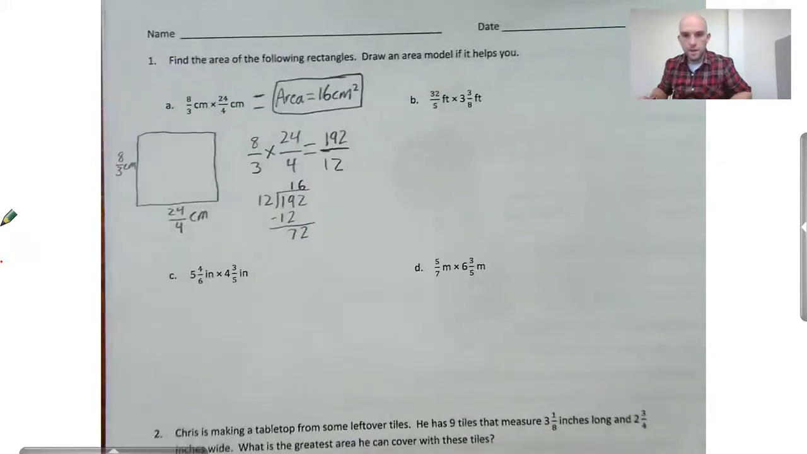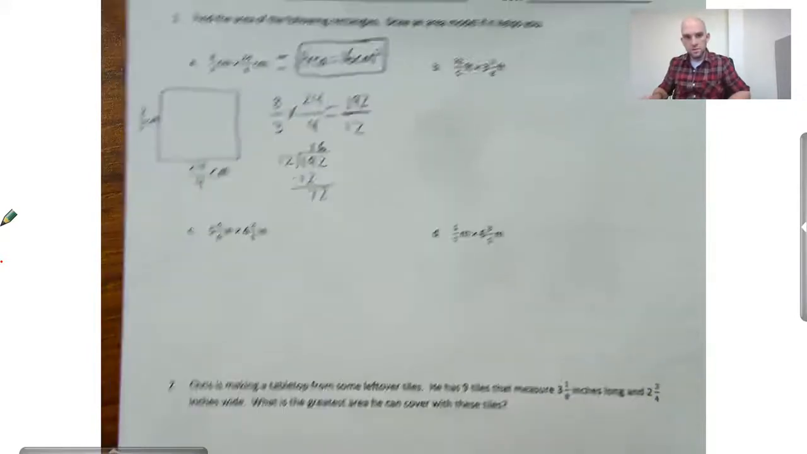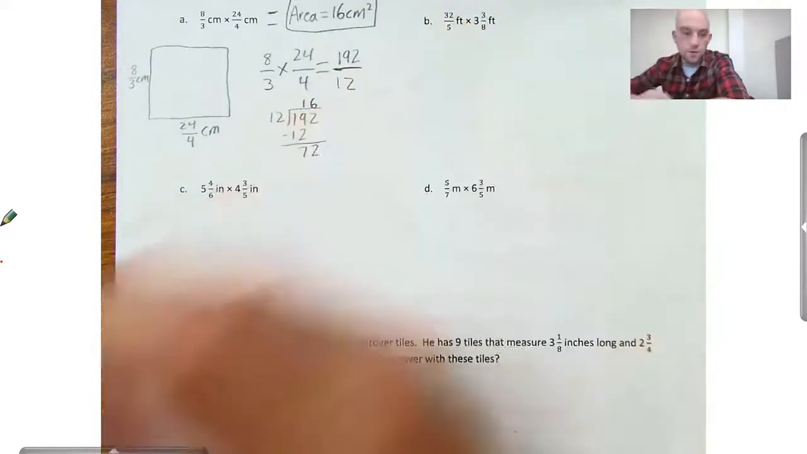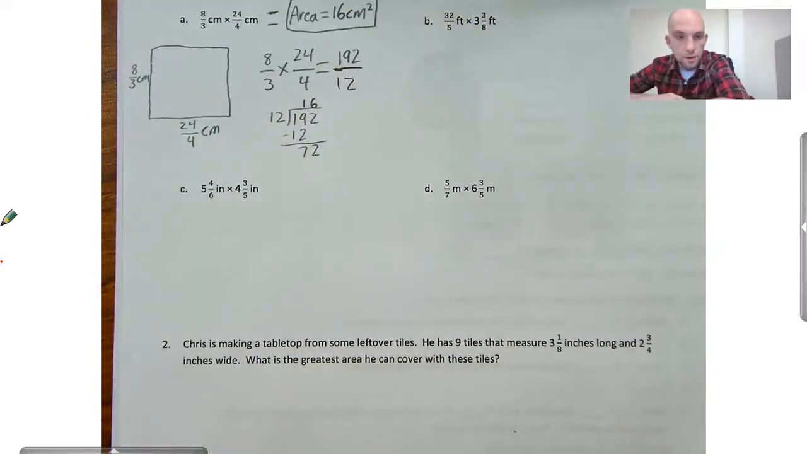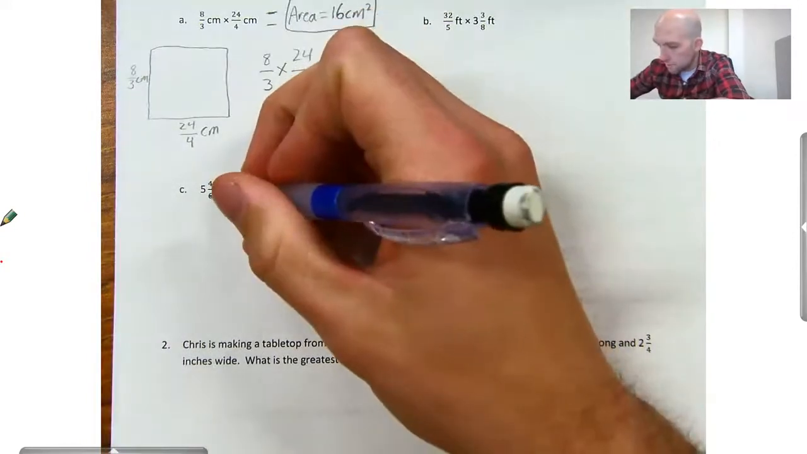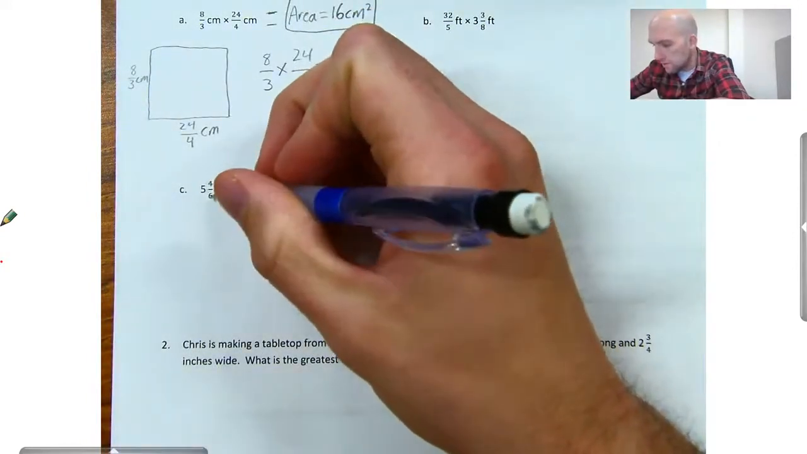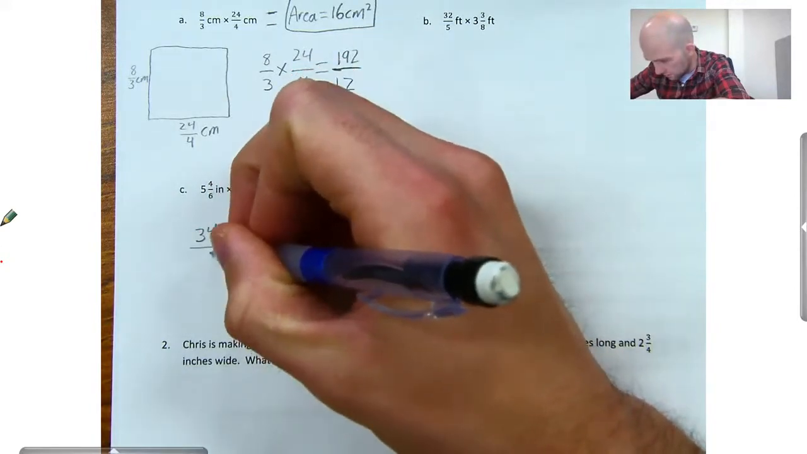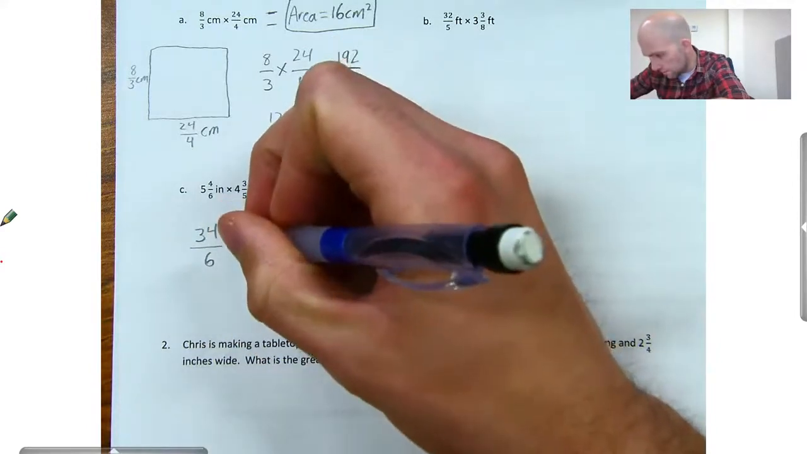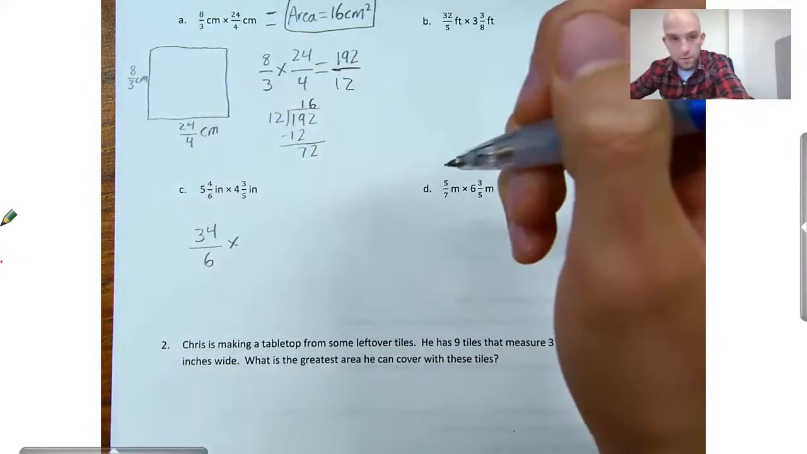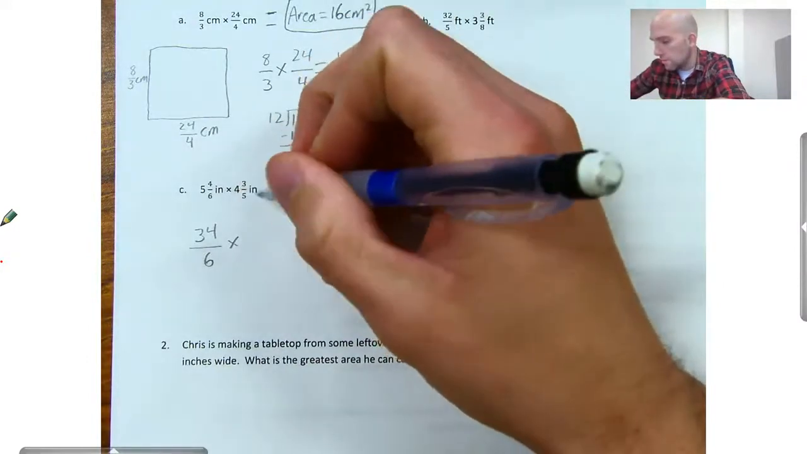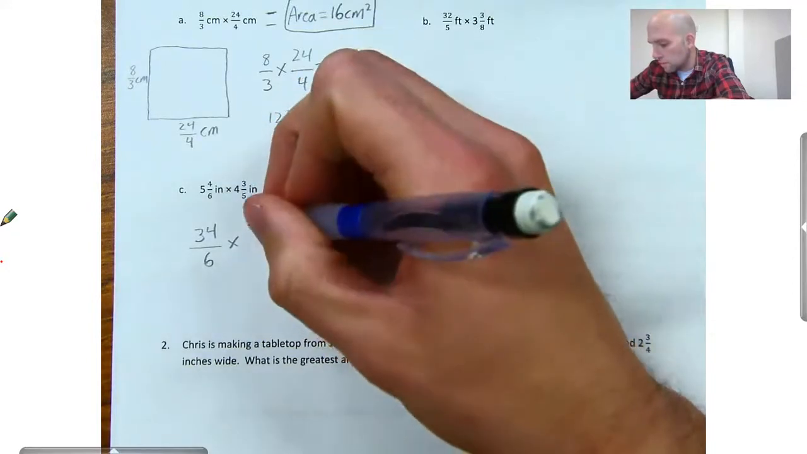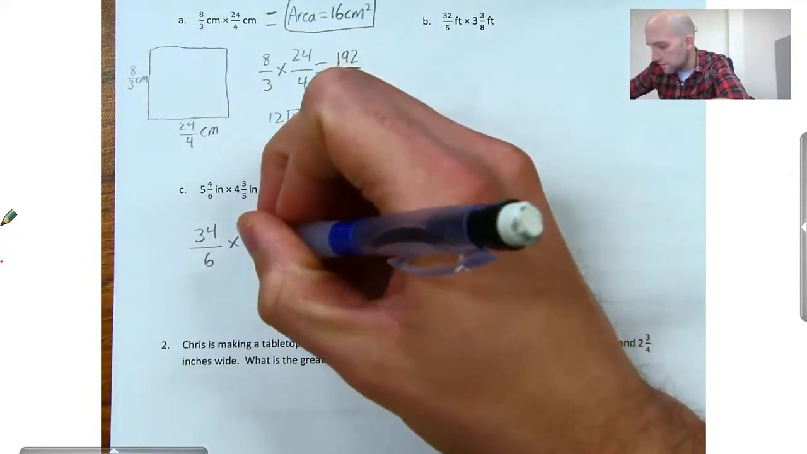All right, let's move to this letter C down here. We have two mixed numbers. So what we're going to need to do is first turn our mixed numbers into improper fractions. So 5 and 4/6. Well, 5 times 6 is 30, plus another 4 is going to give us 34 sixths. And we're going to multiply by the other side, which is 4 and 3/5. Well, we're going to turn that into 20 plus 3 more is 23 fifths.